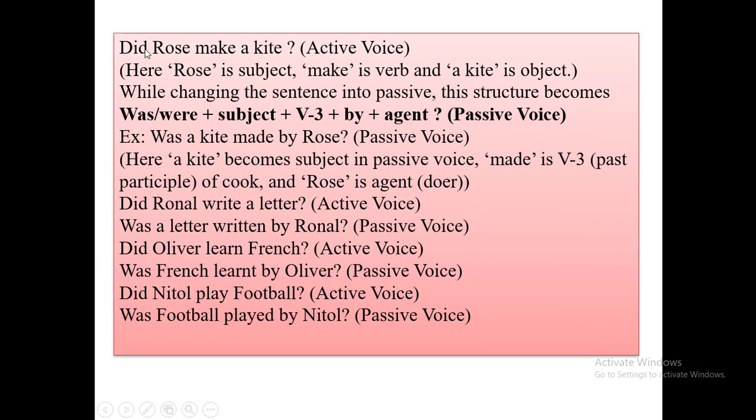Did Rose make a kite? It is active voice. Here Rose is subject, make is verb and a kite is object. While changing the sentence into passive, this structure becomes was, were plus subject plus V3 plus by plus agent, I mean doer, in passive voice.